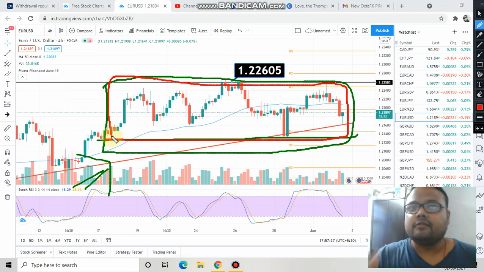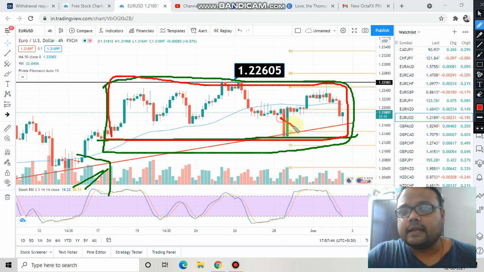During the Friday session last week, the market made a red candle but recovered subsequently. So this candle is not that important as of now. But overall the market is in a range.